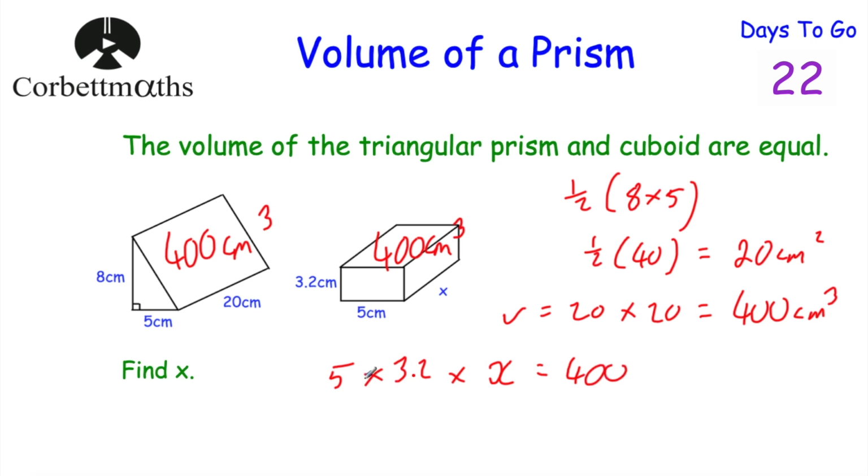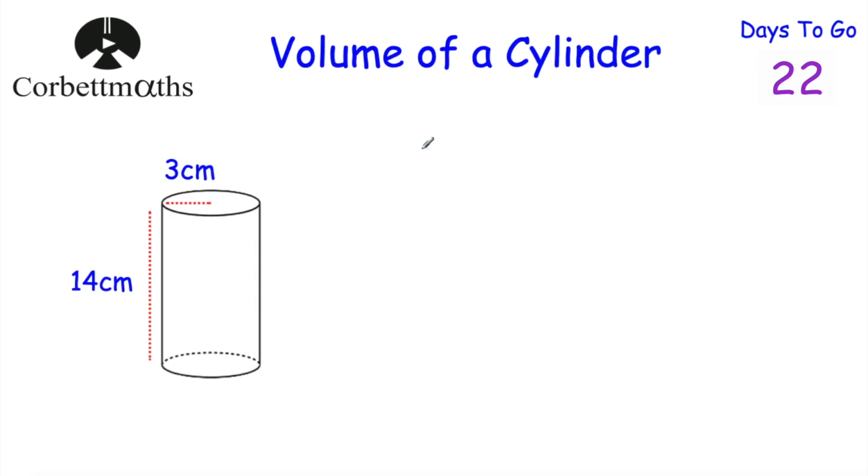So let's work this out. 5 multiplied by 3.2 is 16, times x would be 16x, which is equal to 400, and dividing by 16 would give us x is equal to 25. So it means that x is equal to 25 centimeters. The length of that cuboid is 25 centimeters. And if you got that, well done. Okay, let's have a look at our next one.